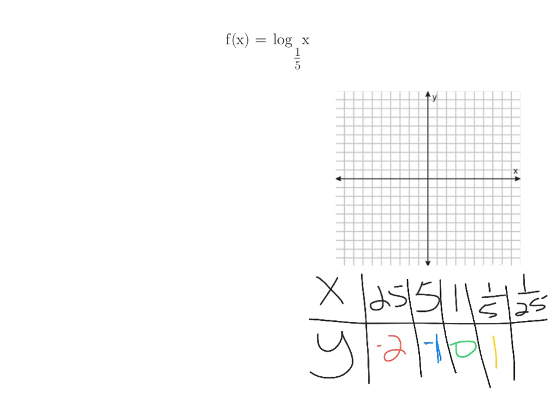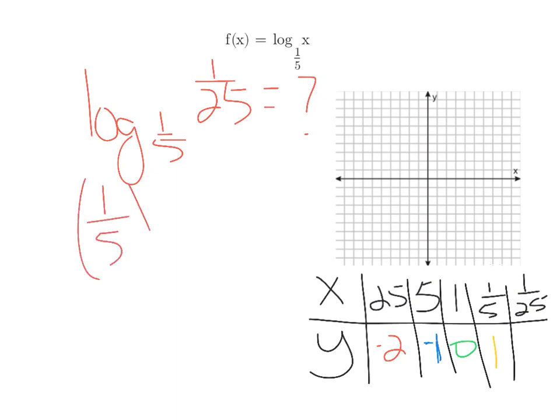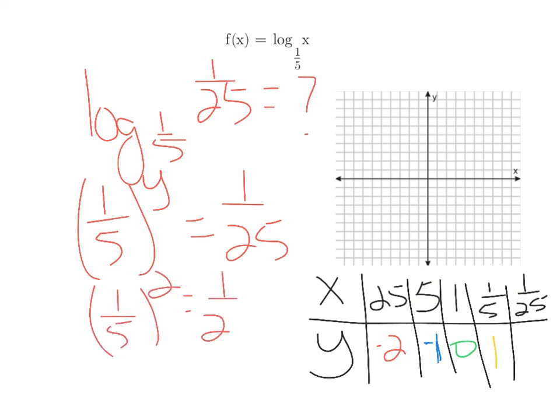Finally, I need to evaluate when my input is 1/25. So I have f of 1/25 equals log base 1/5 of 1/25. When I evaluate log base 1/5 of 1/25, I rewrite it as 1/5 to an unknown exponent equals 1/25. Well, when I square 1/5, I get 1/25. Therefore, my output value is 2.